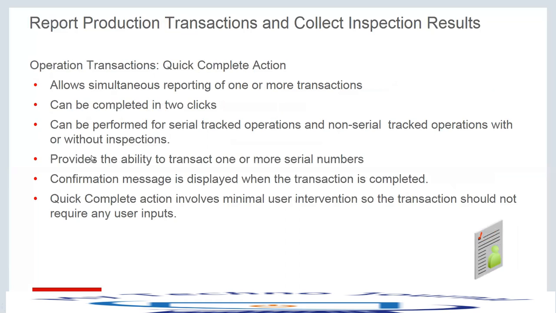So, okay, complete. We have just talked about how we can do this, and once I show you the demo, it will be even clearer what the difference is between a quick complete action and a detailed completion. You will see that. The feature also provides the ability to transact one or more serial numbers. A confirmation message is displayed when the transaction is completed, and quick complete action involves minimal user intervention, so the transaction should not require any inputs.